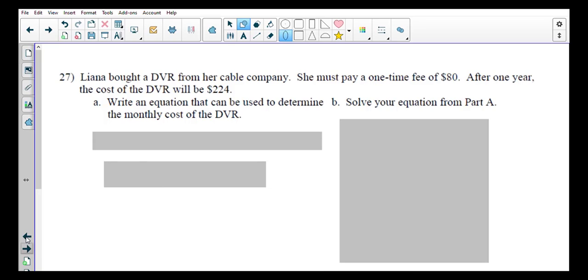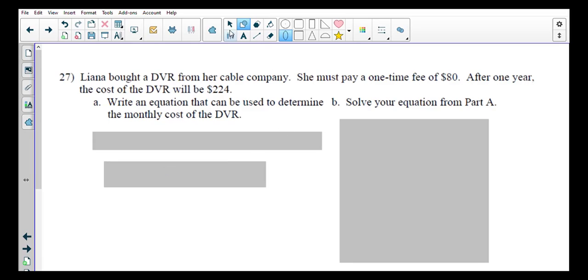So number 27 says, Liana bought a DVR from her cable company. She must pay a one-time fee of $80. After 1 year, the cost of the DVR will be $224. So over 1 year, that's what she's going to spend on the DVR. It's a little bit more updated in real life stuff. So letter A, write an equation that can be used to determine the monthly cost of the DVR. B, solve your equation from part A.